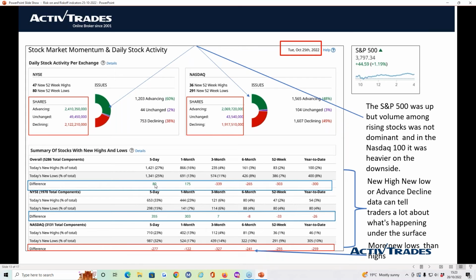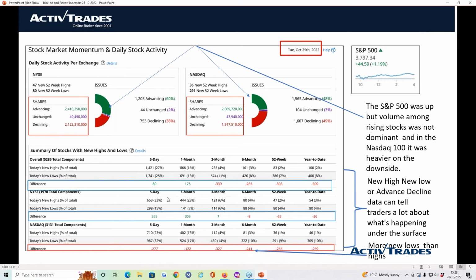As far as new highs and new lows were concerned, in total we had 80 new 5-day highs and 175 new 1-month highs on Monday's session. But if we go out into further time periods, we find that there were plenty of stocks still making new lows. In fact, net on Monday, we saw 339 new 3-month lows and 265 new 6-month lows among US equities.